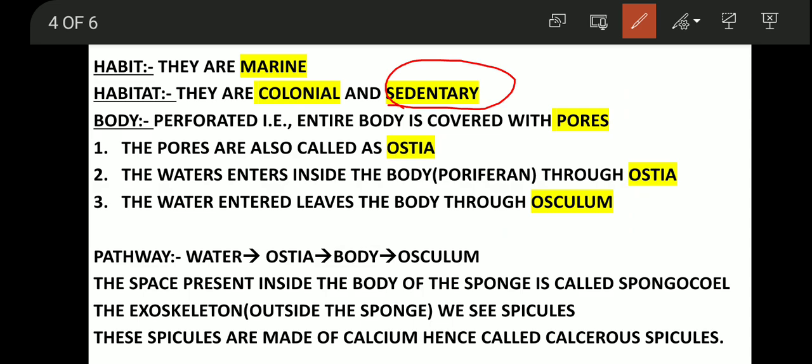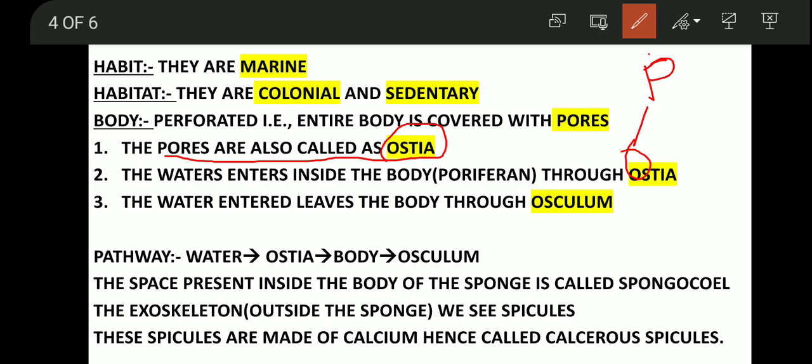When coming to the body, I've told you earlier that they are perforated. That is, the entire body is covered with pores. You must remember to mention these two points: entire body. The pores are called ostia. There are two types of pores in the Porifera: one is ostia, the other is osculum.